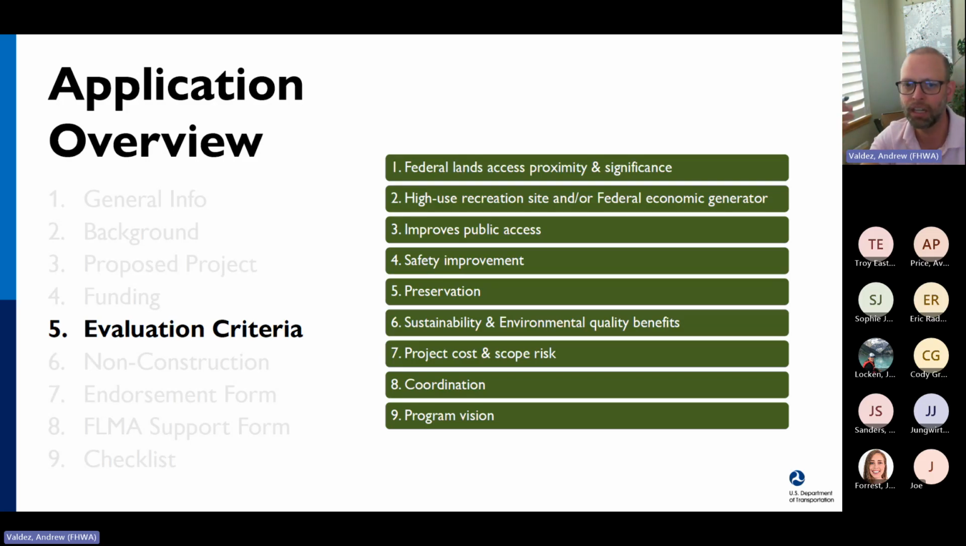Federal lands access, high use or economic generator, public access, safety improvement, preservation. This is more about like asset management and state of good repair, sustainability and environmental, project cost and risk, partnerships and coordination, and alignment with the FLAP program and vision. So, when you're filling out these applications, just sort of keep these criteria in mind and speak to them as much as you can in the narrative.